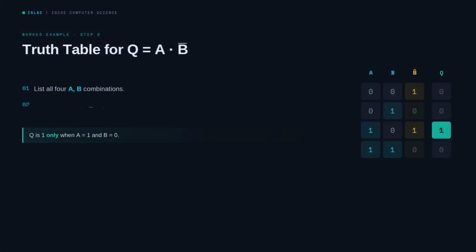Let's build its truth table. List all 4 combinations of A and B, work out NOT B, then AND it with A. Q is 1 only when A is 1 and B is 0. Just one row satisfies the condition. Always work column by column.